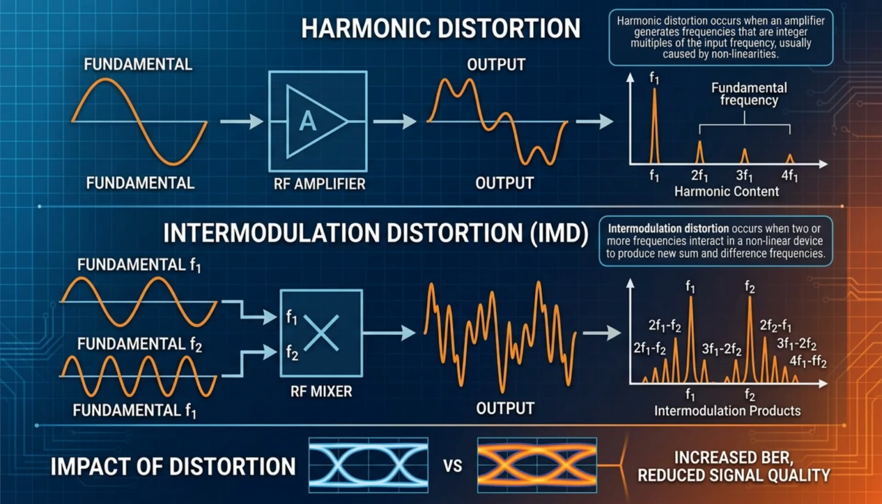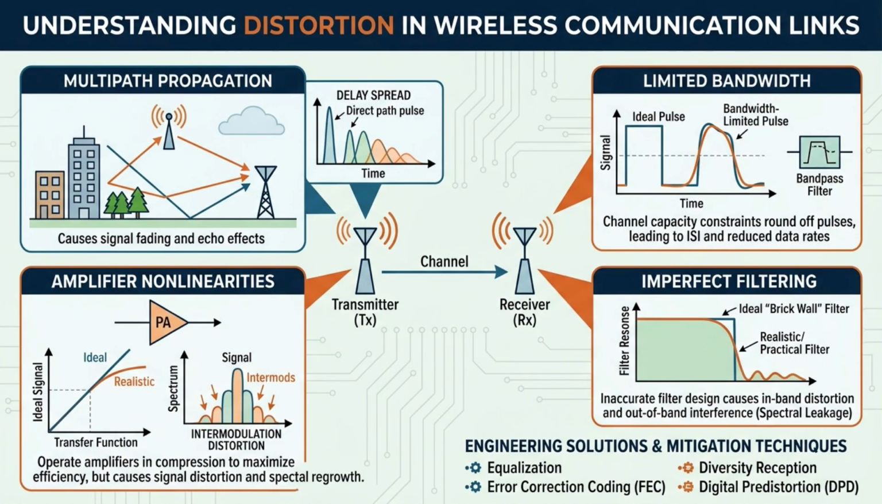Signal distortion is a major concern in RF engineering because communication systems depend on accurate transmission of information. Excessive distortion can increase bit error rates, reduce signal quality, and degrade overall system performance. In wireless communication, distortion may arise from multipath propagation, limited bandwidth, amplifier nonlinearities, or imperfect filtering. Engineers must identify and minimize these effects to ensure reliable operation of communication links.